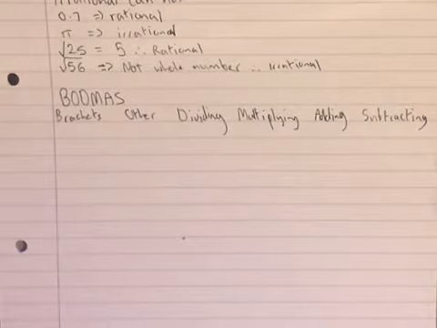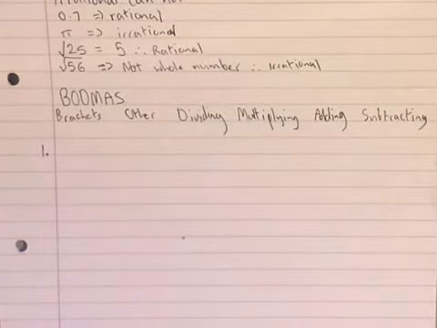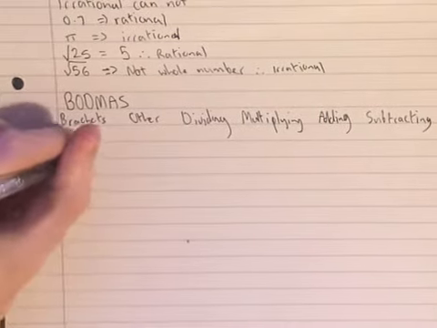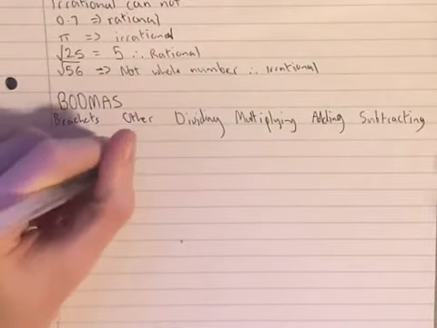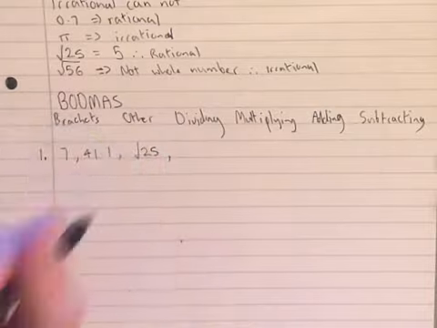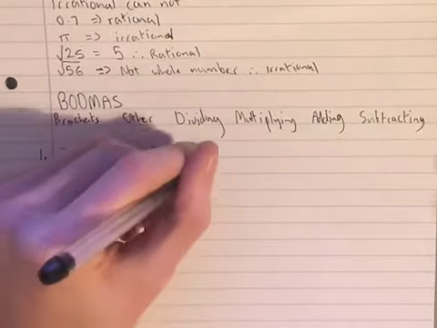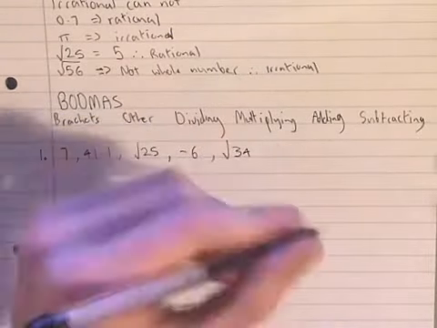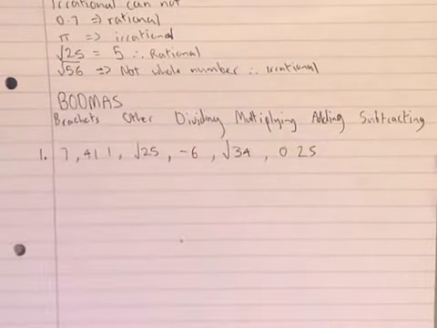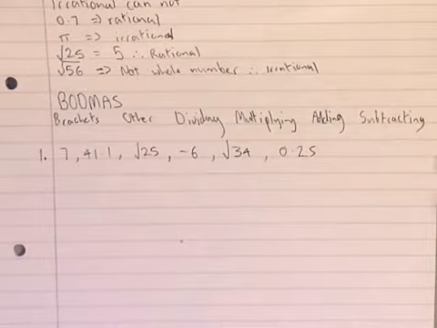Now I'm going to go through some questions with you. For question 1, which of these numbers are rational? 7, 41.1, root 25, minus 6, root 34 and 0.25. This is very much a beginner level question. You would look through each one and decide which ones are rational and which ones aren't.